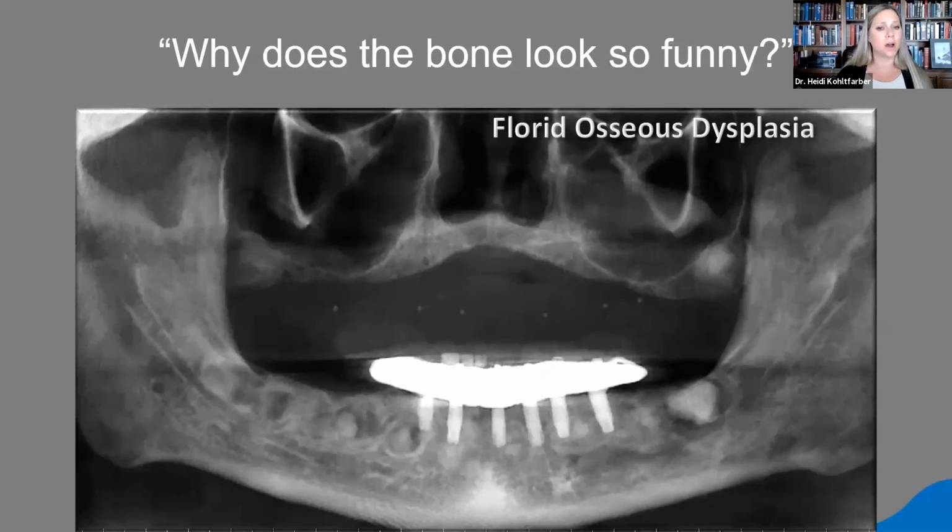We can also see pathologies as well. In this particular case, it was sent to us, and the question was, why does the bone look so funny? We can see these multiple mixed density entities all along the mandible as well as in the maxilla. This patient has florid osseous dysplasia.